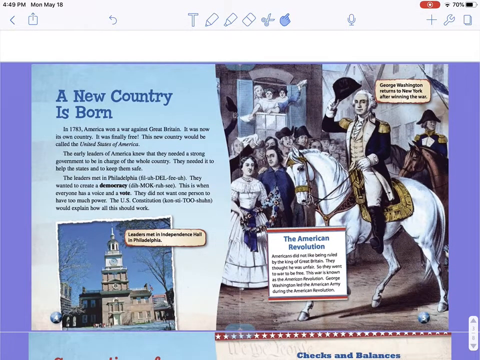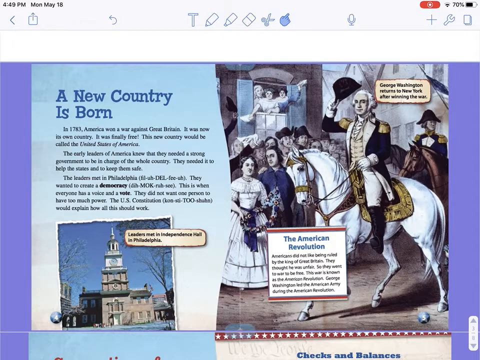A new country is born. In 1783, America won a war against Great Britain. It was now its own country. It was finally free. This new country would be called the United States of America. The early leaders of America knew that they needed a strong government to be in charge of the whole country. They needed it to help the states and to keep them safe.